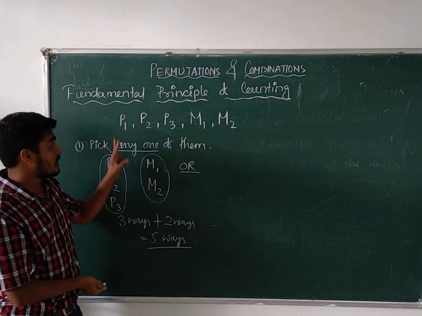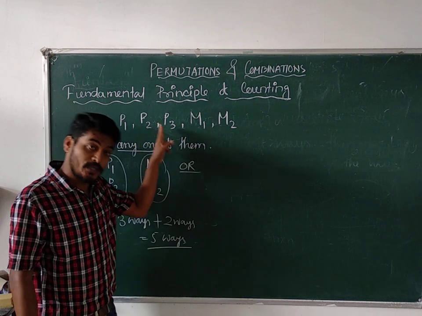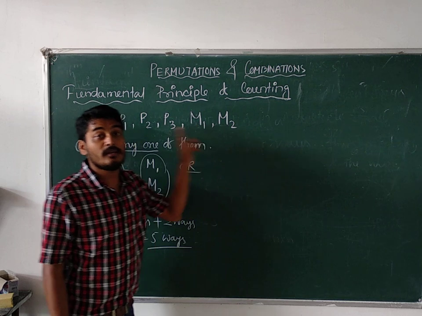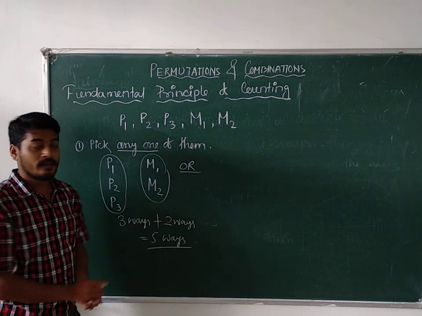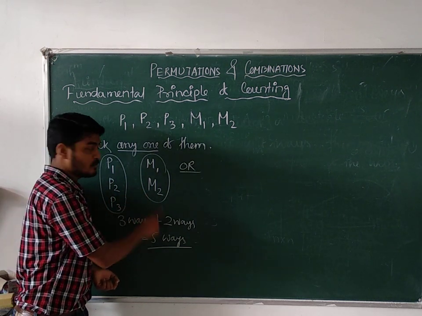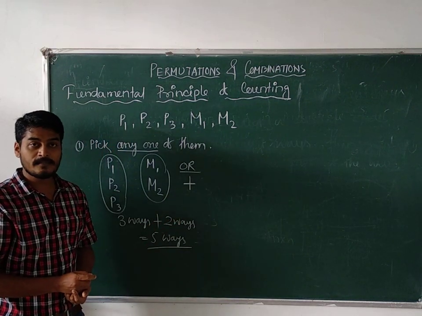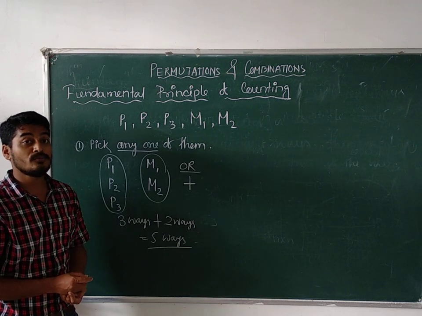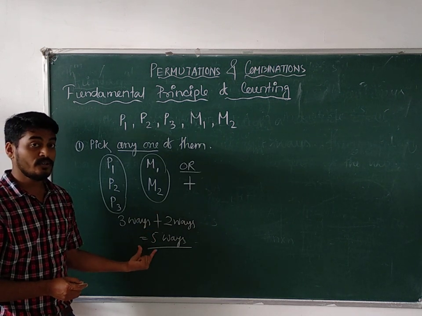Can you count for me? Either you can select pen 1, or pen 2, or pen 3, or marker 1, or marker 2. The total number of ways will be 5, as we have given importance to the word "or". That is 3 possibilities for pen and 2 possibilities for marker, so the total number of ways will be 5. So remember, the basic principle is that OR represents addition. Whenever the situation is for OR, then it will be addition, the fundamental principle of counting for addition.